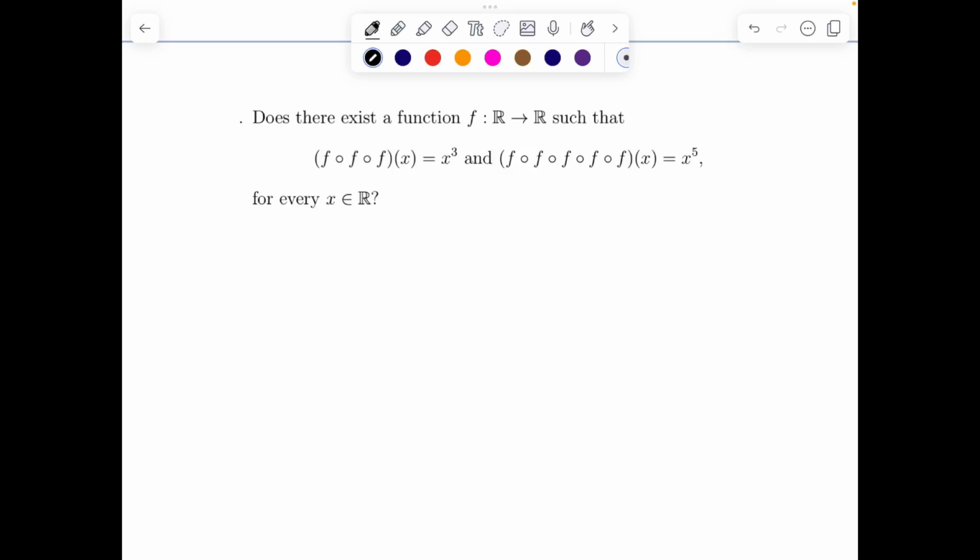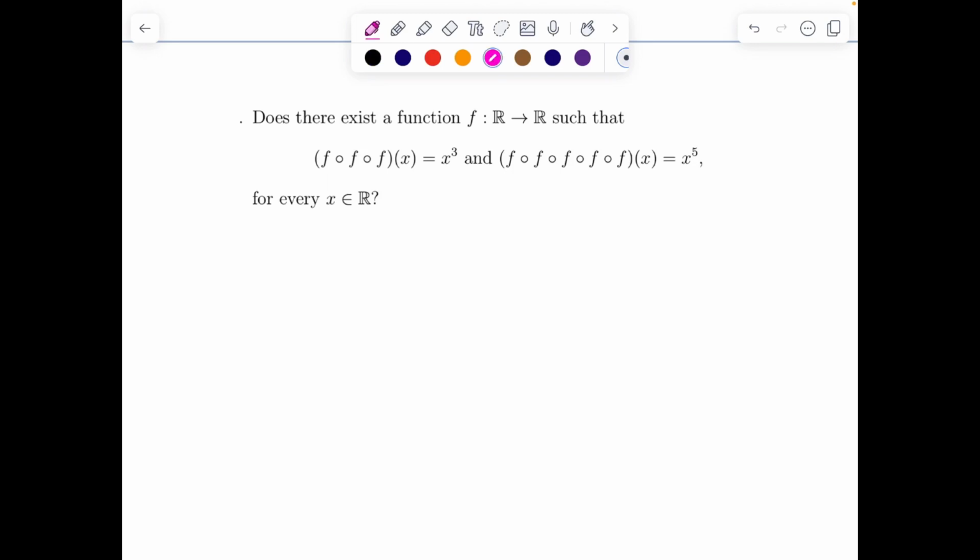All of you, and let's do some beautiful problems as you can see in the thumbnail. So the first one is: does there exist a function f from real to real such that f(f(f(x))) equals x cubed and f(f(f(f(f(x))))) equals x to the 5 for every x belonging to real numbers?